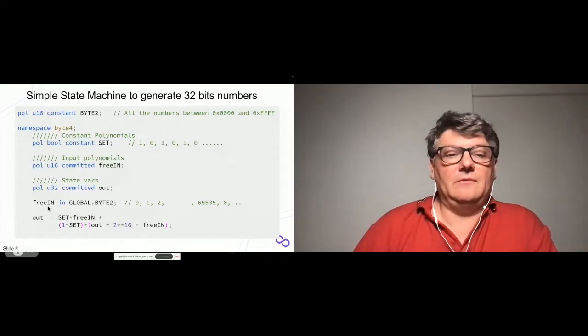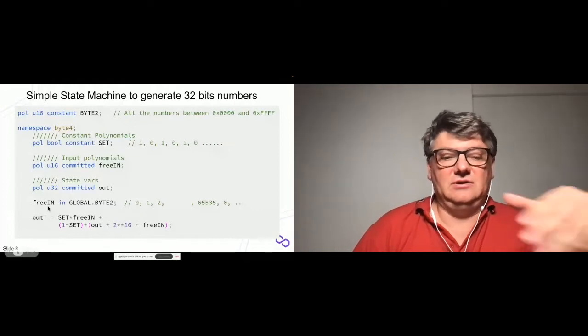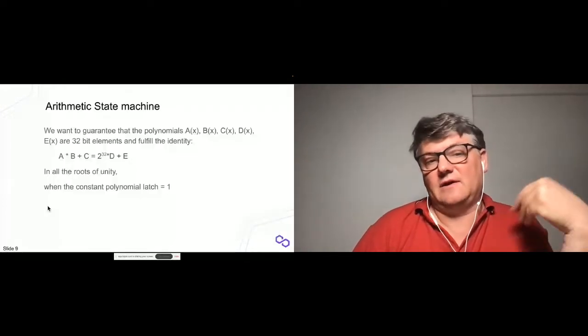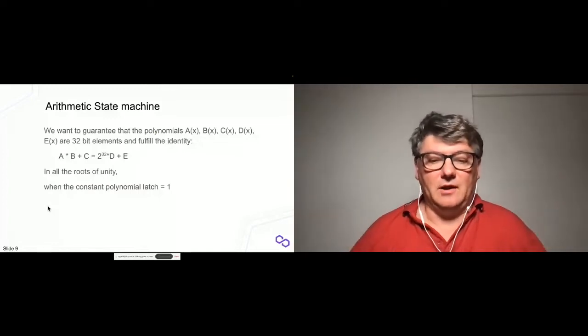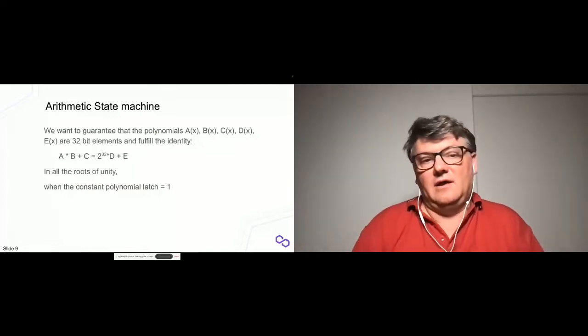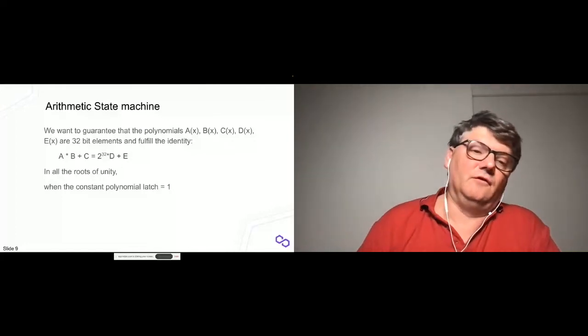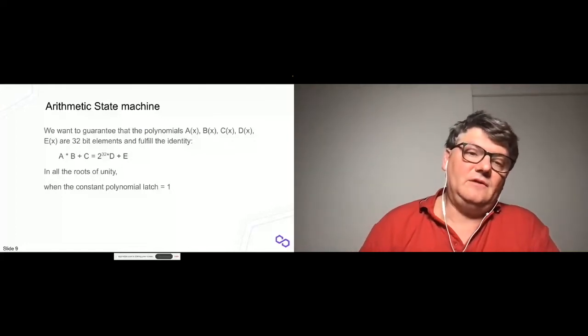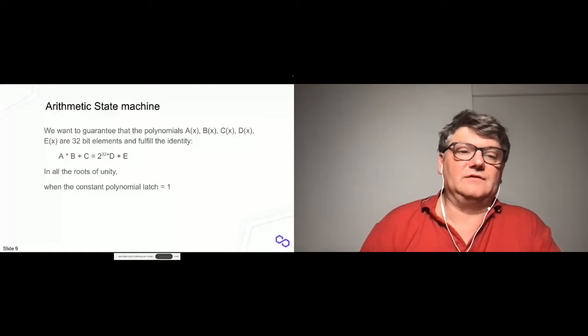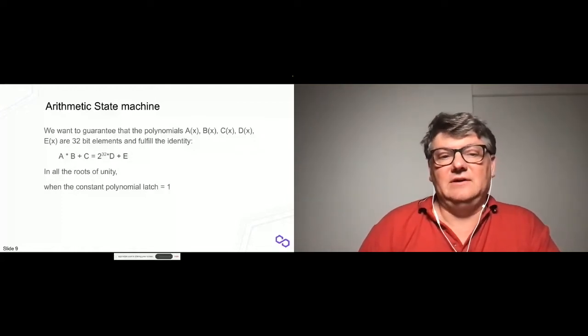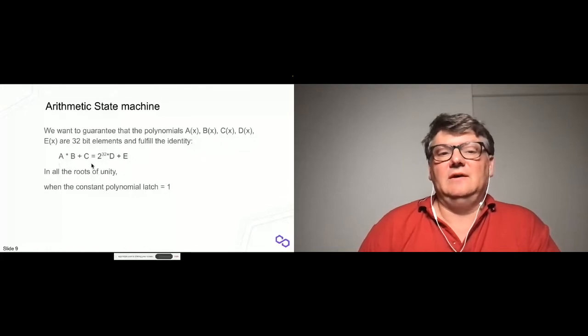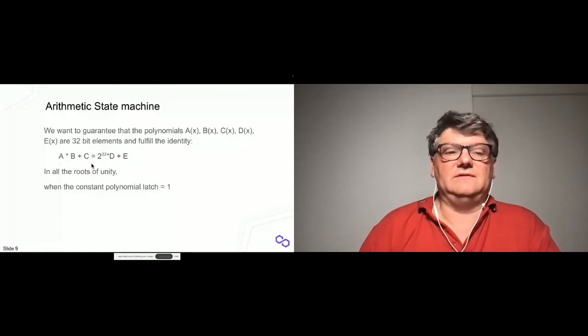Okay, let's build another state machine that's a little bit more complex. We call it arithmetic. Imagine that we want to build sets of values. Each set contains A, B, C, D, and E, and it fulfills this condition: A times B plus C is equal to 2 to the 32 times D plus E, where A, B, C, D, and E are 32-bit numbers.